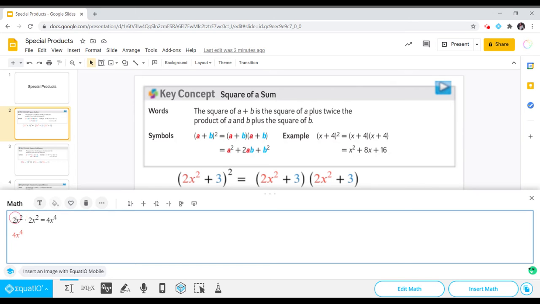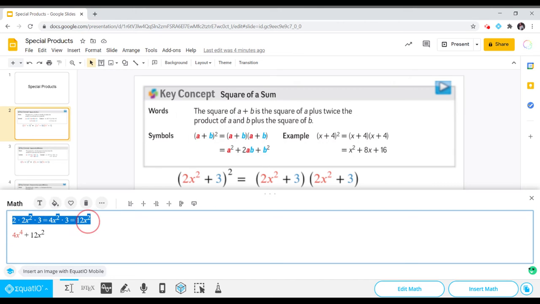The second part of solving this is a little bit trickier, and that involves 2 times a times b. So 2 times a in this case is 2x squared times b, which in this case is 3. It doesn't matter which order you want to simplify it in. I'm just going to call this 4x squared times 3, and either way that gets us to 12x squared. So 12x squared is the next part of solving this. Now it's done by doing 2 times your a term times your b term.